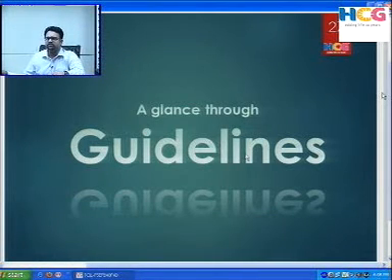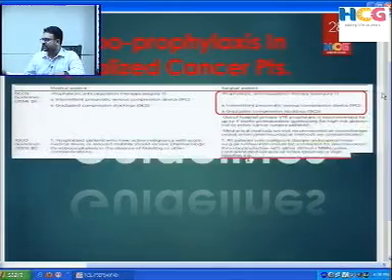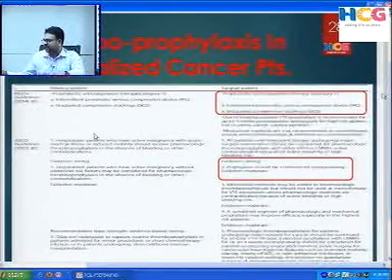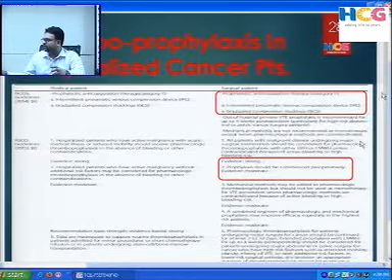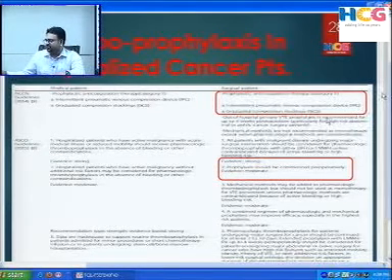So we'll skip through the guidelines. We'll see what the guidelines are regarding this. The NCCN guidelines and the ASCO guidelines all recommend the use of prophylactic anticoagulation therapy in a surgical patient. This includes the pharmacological therapy as well as intermittent pneumatic venous compression devices, plus or minus the graduated compression stockings.